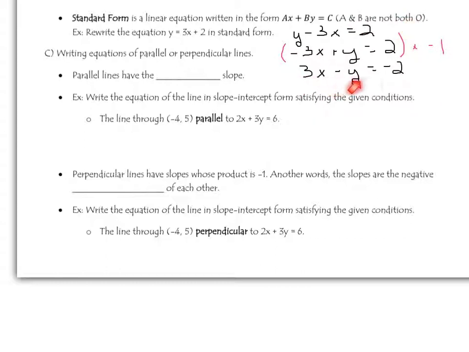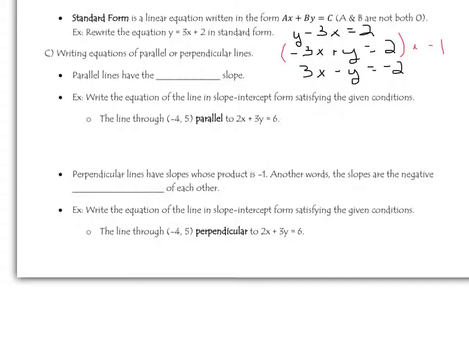But later on we are going to write standard equations in the form where the initial coefficient is a positive number. Okay, that's all I'm going to say right now about standard form. C, writing equations of parallel or perpendicular lines. This is very important, so you may want to pause it and take a breather, take about 10 deep breaths, and then come back to shift gears a little bit.